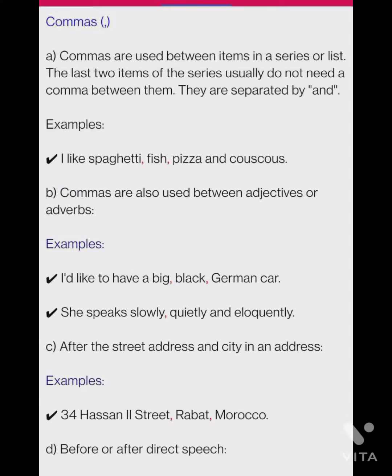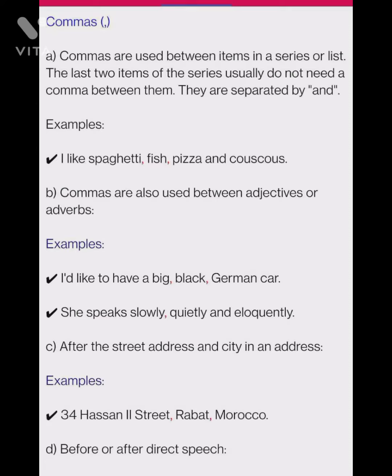Commas are also used between adjectives and adverbs. Example: I would like to have a big black German car. Here, big and black are adjectives in the sentence, so this is how we use the commas. She speaks slowly, quietly and eloquently. Here also we used a comma after slowly and quietly.